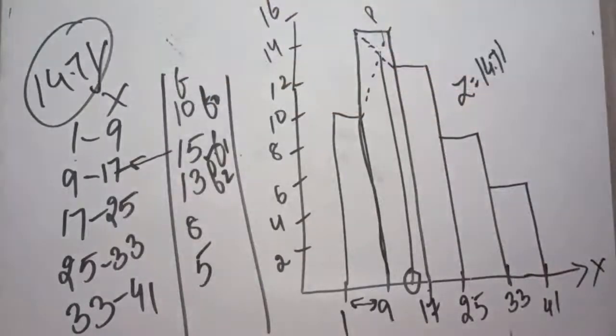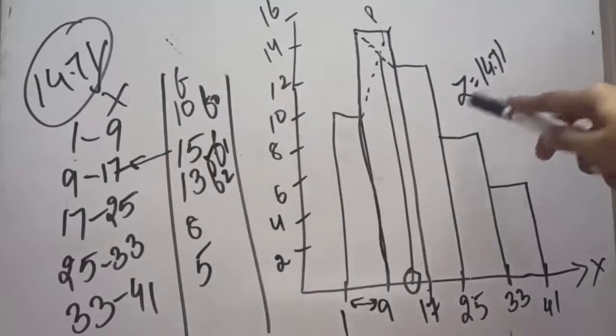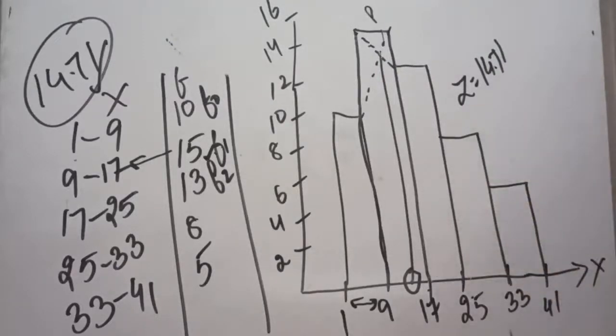14.71. So with the algebraic method, using the formula, you get the same answer, and with the graphic method you also get the same answer. But the algebraic method will give you a more accurate solution, because there the answer was 14.714, while here we can just estimate that it will be near about 14.7.